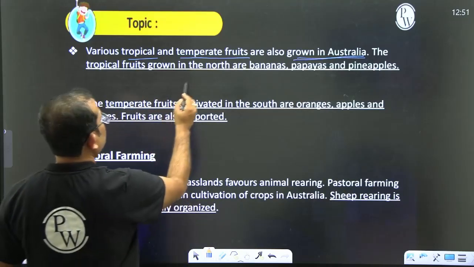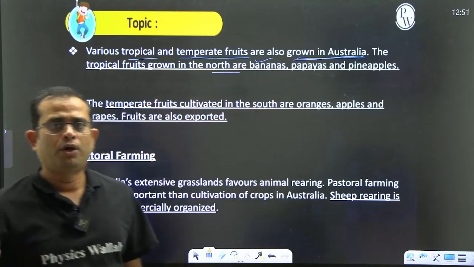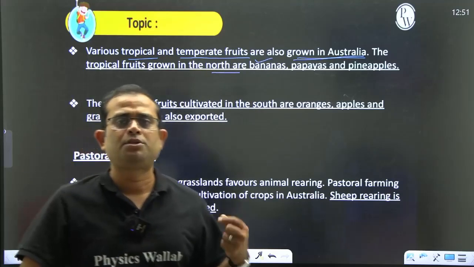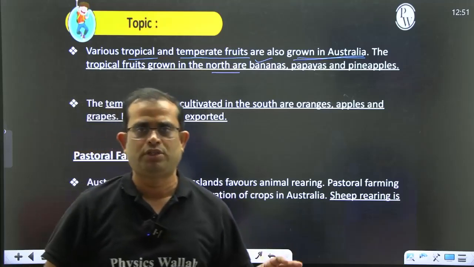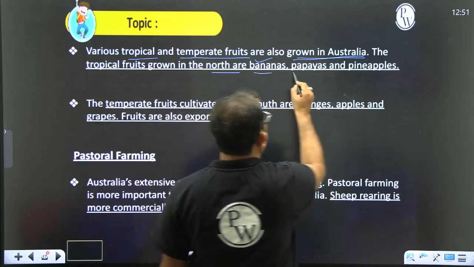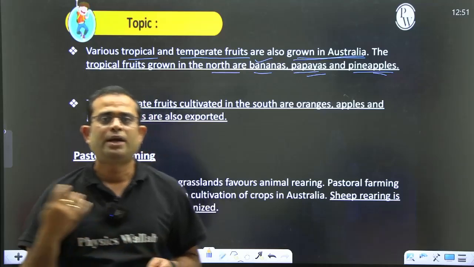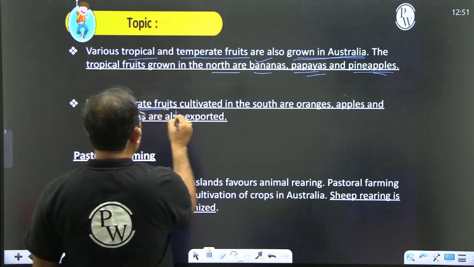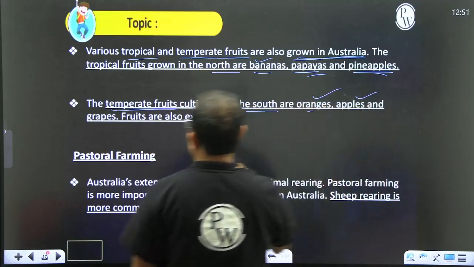The tropical fruits mainly in the north are bananas. Queensland province is basically a humid area, tropical humid area or torrid zone. Bananas, papayas and pineapples are those kinds of tropical fruits mainly grown in Australia. Then the temperate fruits cultivated in the south are oranges, apples and grapes.